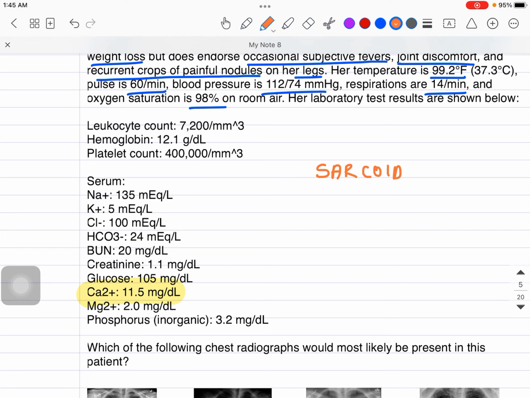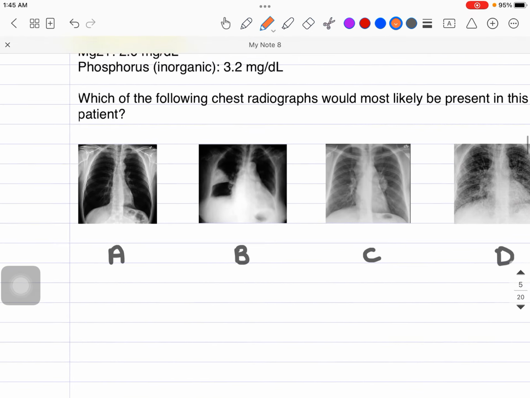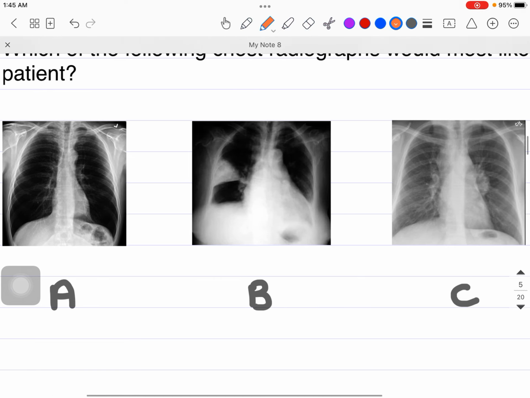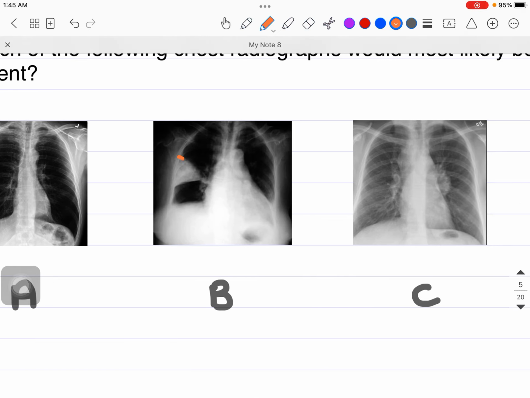According to us, the diagnosis will be sarcoidosis, seeing that calcium levels are also a bit elevated. 8 to 10 is the normal range, and it is given as 11.5, so hypercalcemia and all. Sarcoidosis is the diagnosis. Let's look at the x-rays over here. X-ray option A is looking fine to me. X-ray option B is showing lobar consolidation. Obviously it is not a finding of sarcoidosis. B is also not the answer.